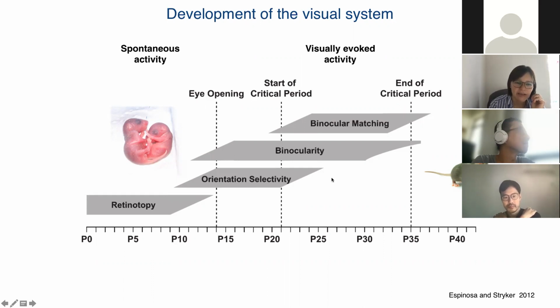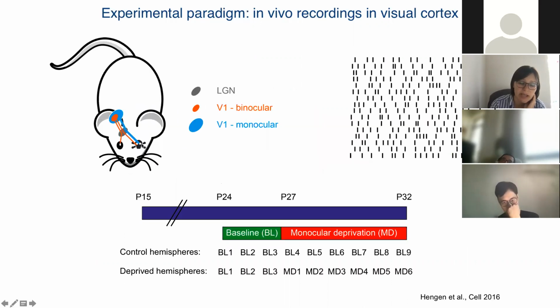This is a period of visually evoked activity. Lots of cool things happen in this period: emergence of retinotopy early on, but eventually orientation selectivity, binocularity, binocular matching, and all these other processes. What I wanted to show you was how circuits maintain function during this critical period of plasticity upon a particular perturbation, which was suture, so monocular deprivation.